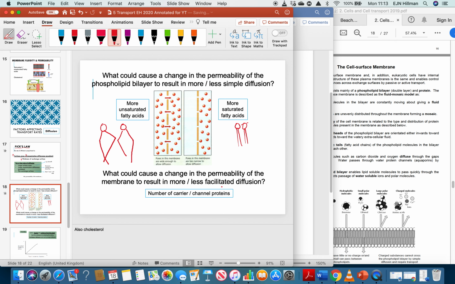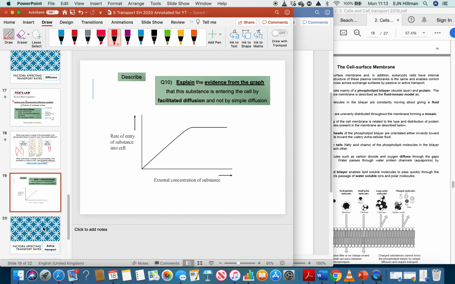Other things that might change the permeability related to facilitated diffusion are the number of carrier or channel proteins. So a higher number of carrier or channel proteins makes the membrane more permeable for facilitated diffusion. Here's a little question related to that. Explain the evidence from the graph that this substance is entering the cell by facilitated diffusion. Well, we can see initially, as the external concentration of the substance increases, so does the rate of entry of the substance into the cell.